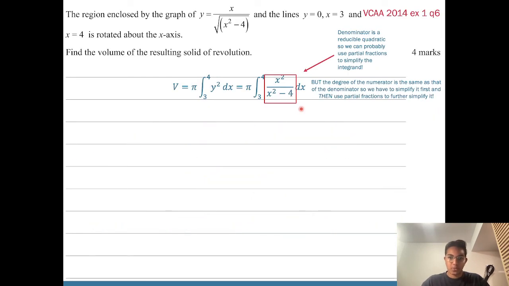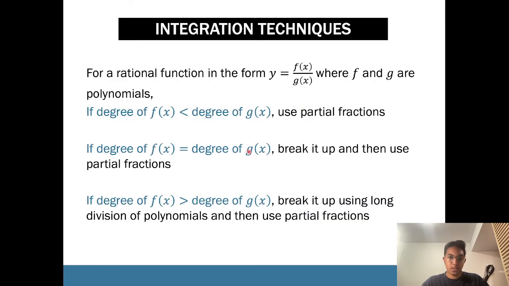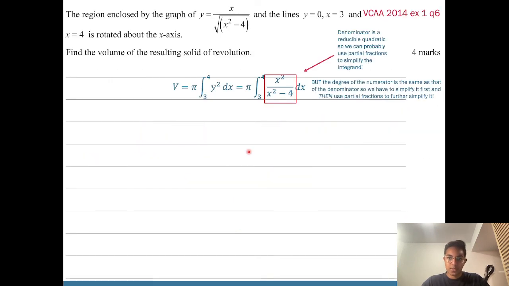So this question here, I think, was a pretty good example of case 2. You can see that when I substitute this in and I square this, the degree of the numerator is equal to the degree of the denominator. So I'm going to have to simplify it and then use partial fractions, which is basically what happens here. Cool. Then you can use partial fractions on this, because then this returns to case 1.